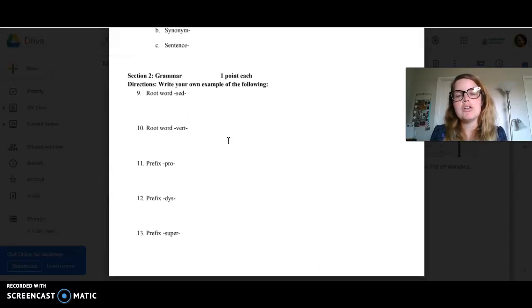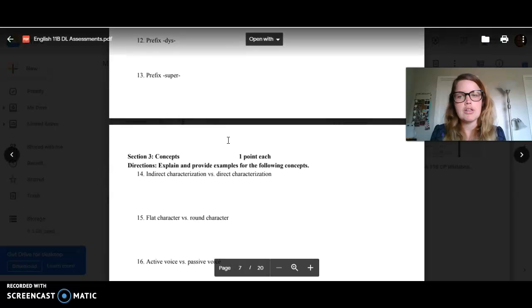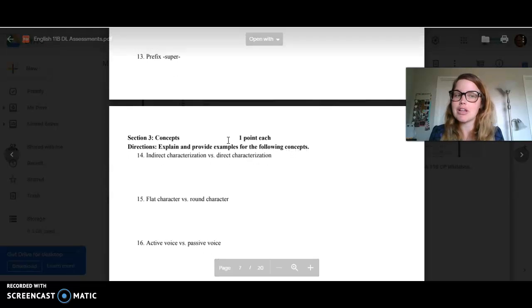For grammar, you need to give an example of the following. So a root word, said, being used, root word vert being used. You don't have to give definitions, just an example of it. Prefix pro, prefix dis, prefix super. So if you just write the word super, it's not a prefix, right?